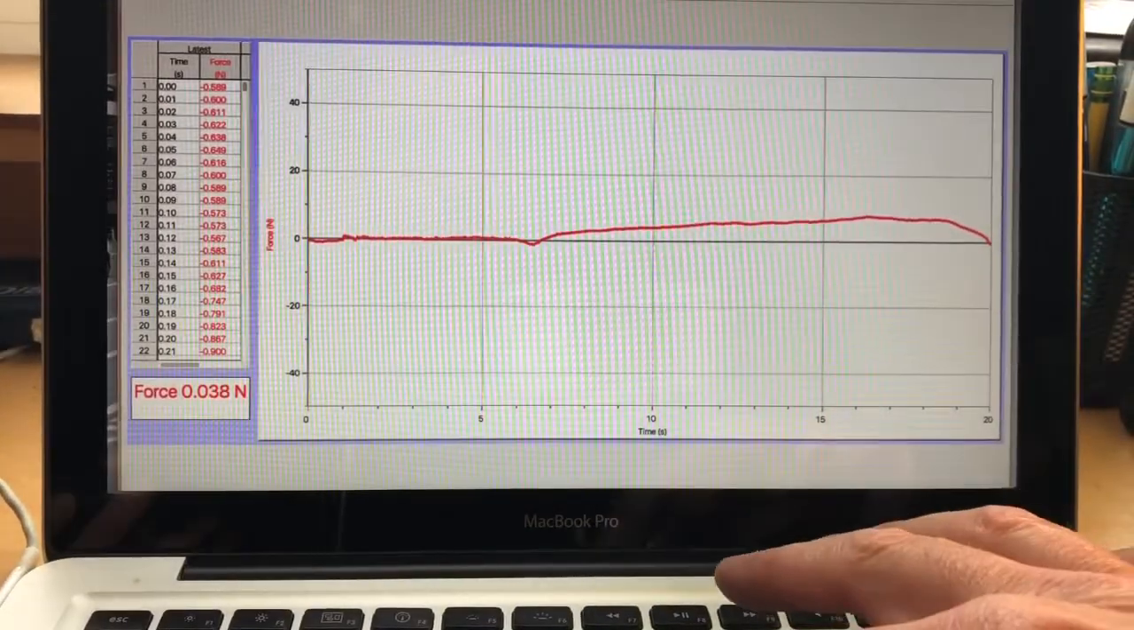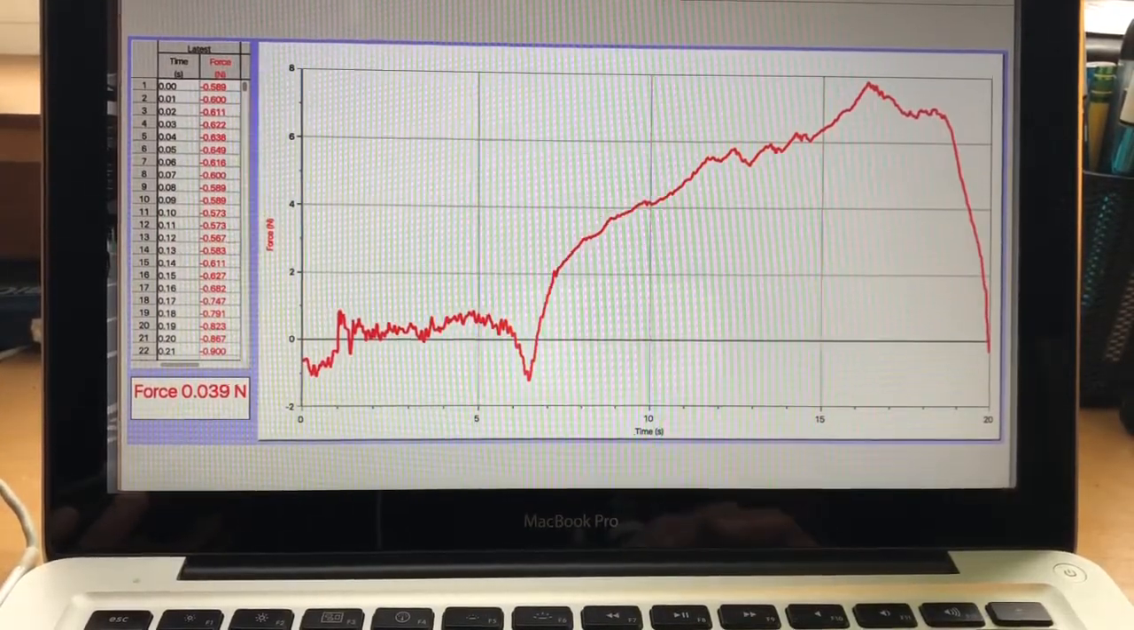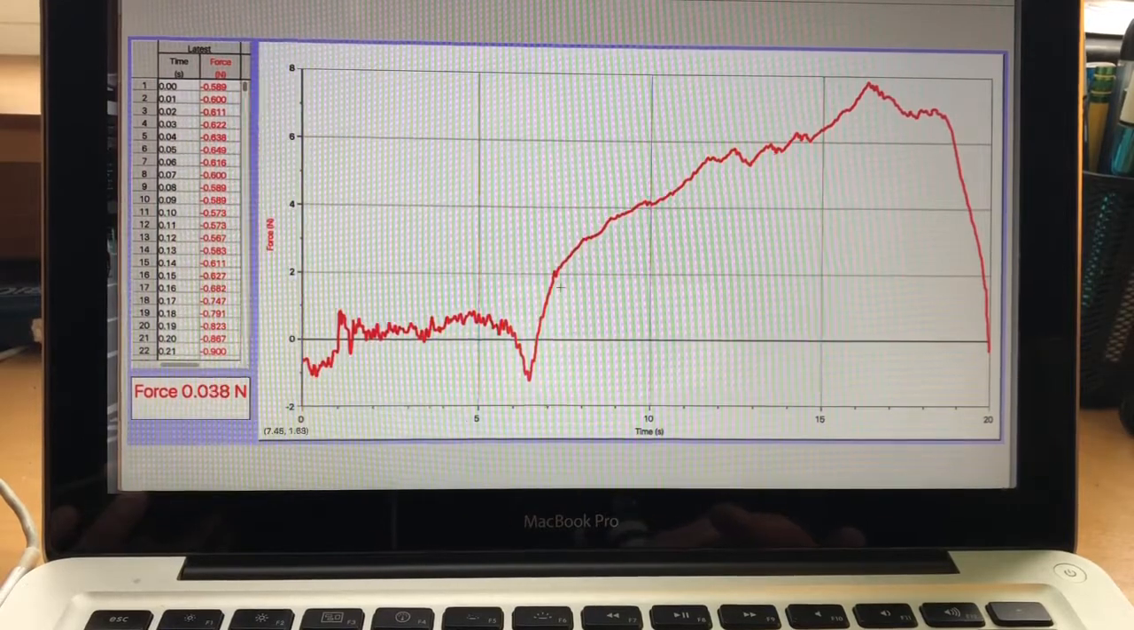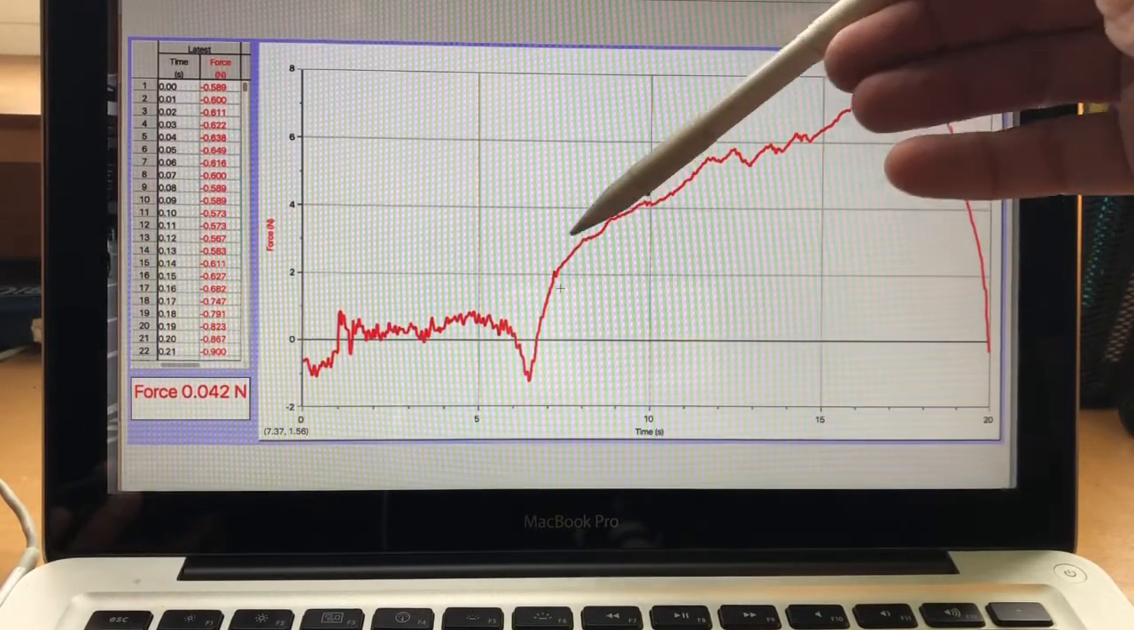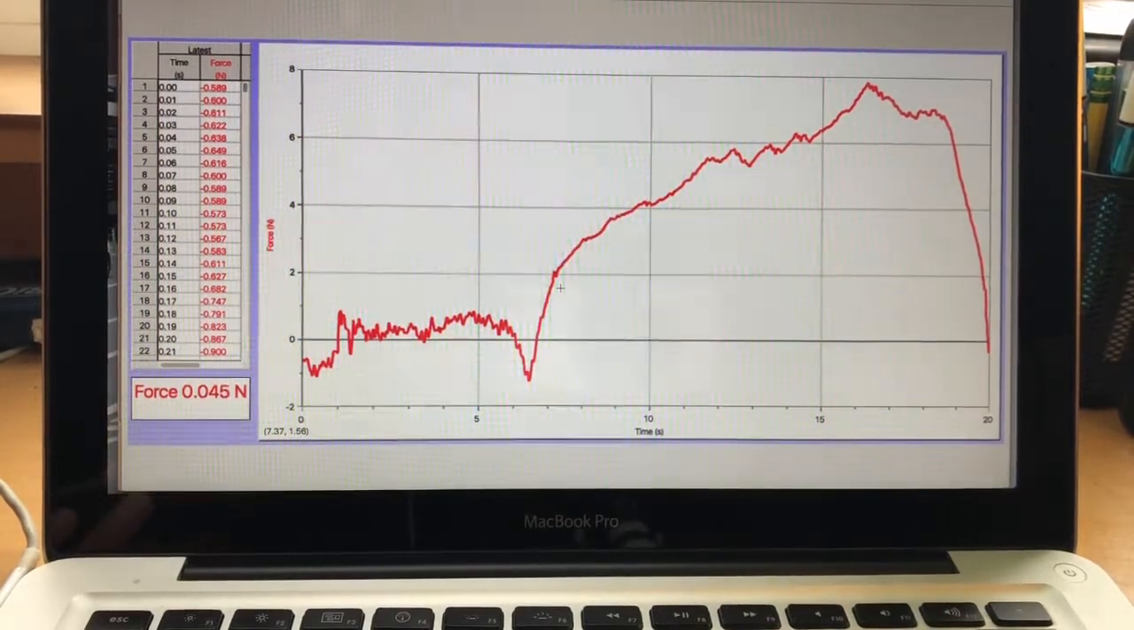Let's do a Command J here to spread it out. Okay, so from about here up to here, that's pretty linear. So I think we're okay with using the average as we go along.